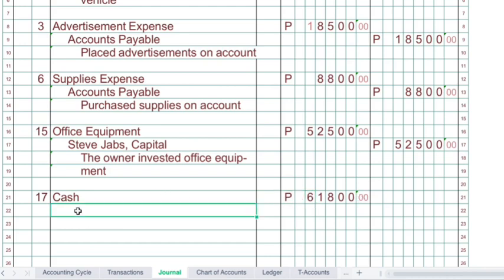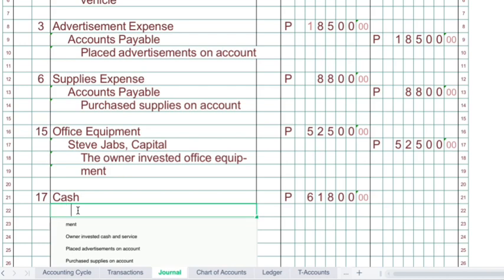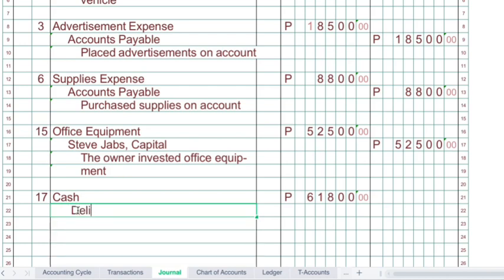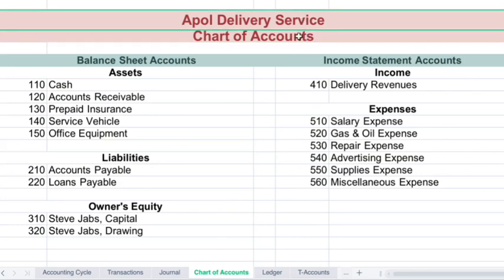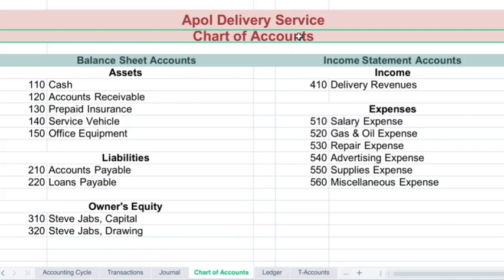Okay. And then we will credit delivery revenue. Okay. So, bakit hindi service revenue or service income? We may check the chart of accounts. So, by the way, itong chart of accounts natin, ito yung listing ng mga accounts na ginagamit ng business. So, if the accountant is not sure kung ano yung right account for that, then he or she may check the chart of accounts. Okay, later discuss natin yan.